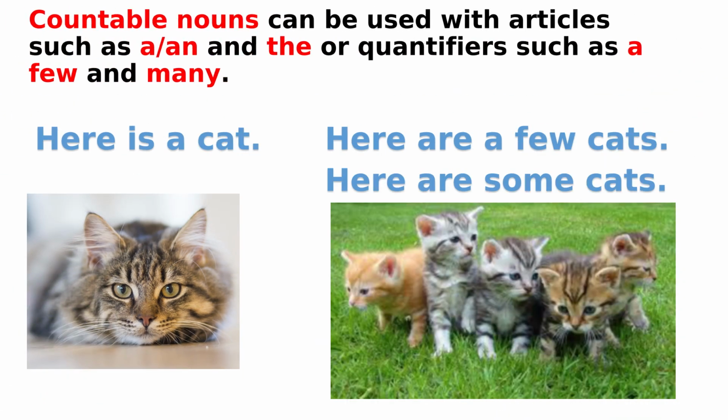Countable nouns are used with the articles a, an, and the, or other quantifiers such as a few and many. Here is a cat. Here are a few cats. Here are some cats.